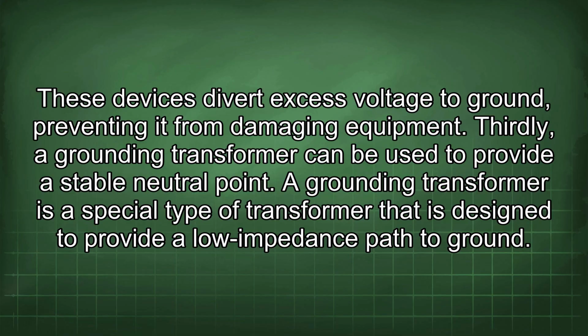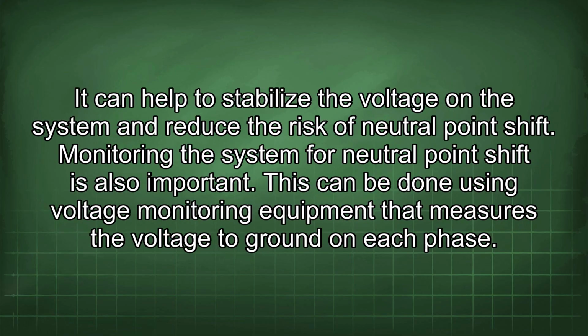Thirdly, a grounding transformer can be used to provide a stable neutral point. A grounding transformer is a special type of transformer that is designed to provide a low impedance path to ground. It can help to stabilize the voltage on the system and reduce the risk of neutral point shift.